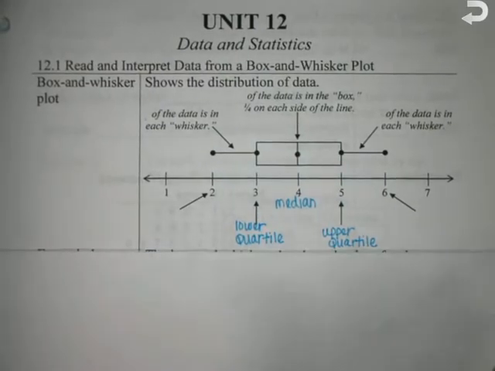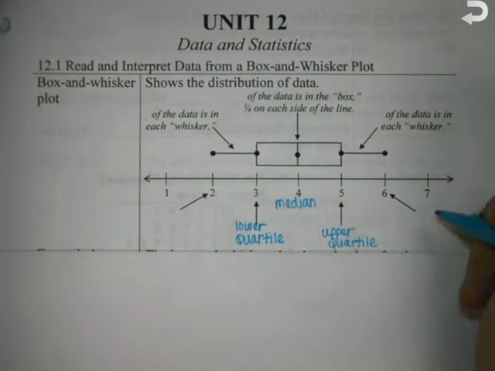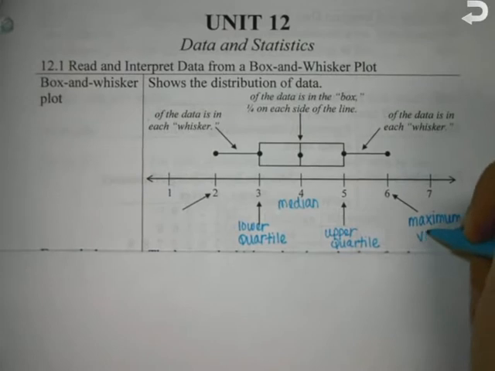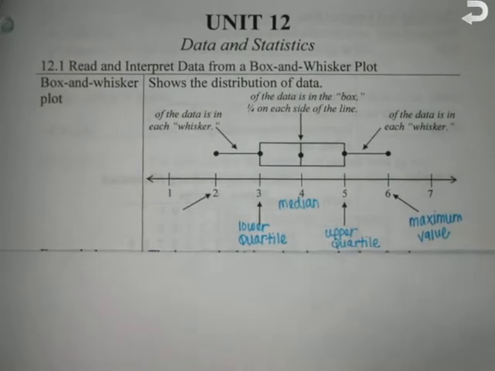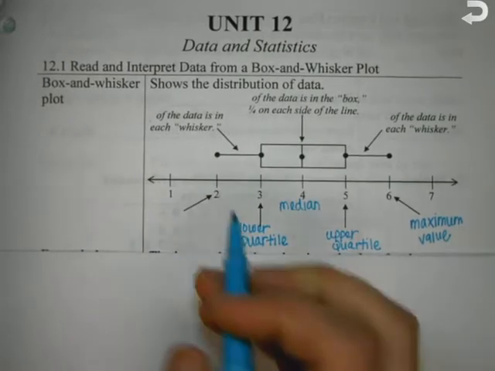Okay, and the whiskers extend to the smallest value collected from the data and the largest value collected from the data. The one on the far right where the biggest number is, that is called the maximum value. Okay, so what do you think the smallest point on the plot is called? Minimum value.